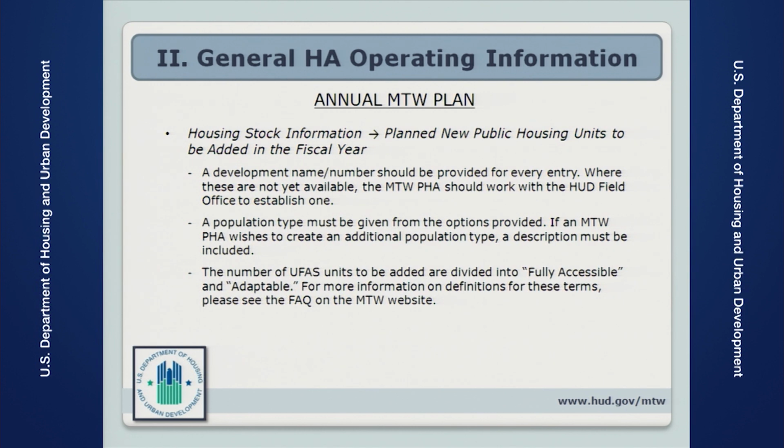And then the population types are listed on the form. There is a category for other. If you choose to utilize the other category, we would ask that you do give us a description of what that means so we can be cognizant of what type of households will be served through those units.